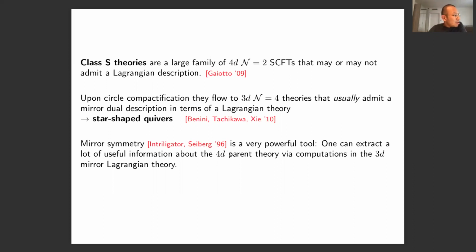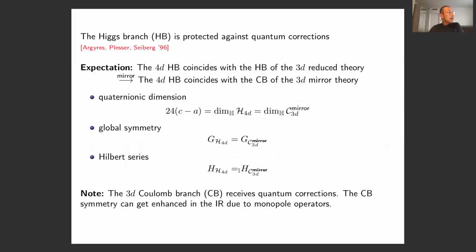And mirror symmetry turned out to be a very powerful tool for this purpose. You can extract a lot of useful information about the 4D theory by the computation in the 3D mirror Lagrangian theory, because now you have mirror, and now you have Lagrangian. There is some computation one can do explicitly using the mirror description in 3D. Okay, so let me talk in general about this technique.